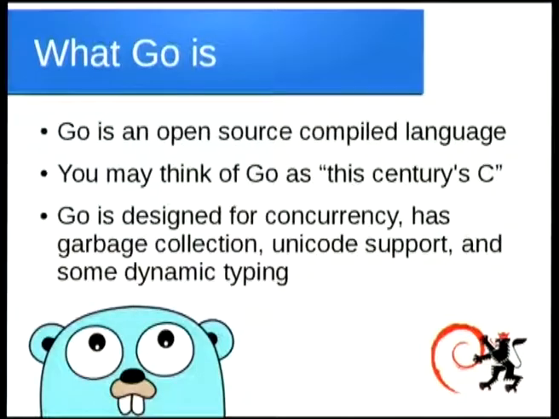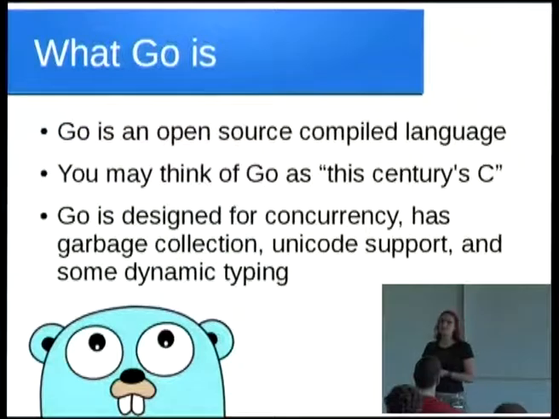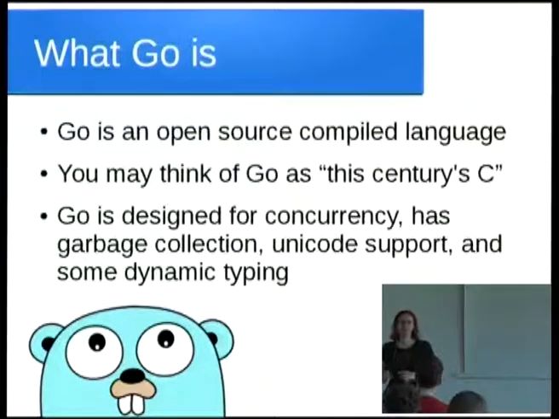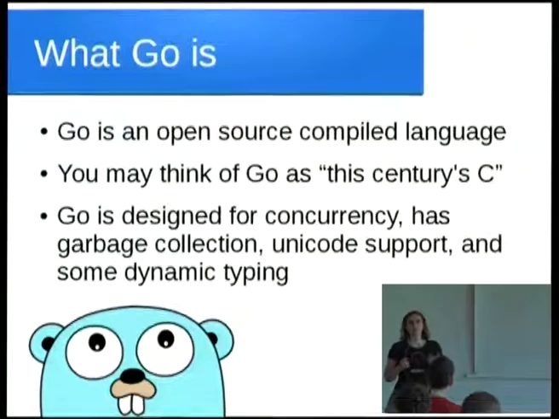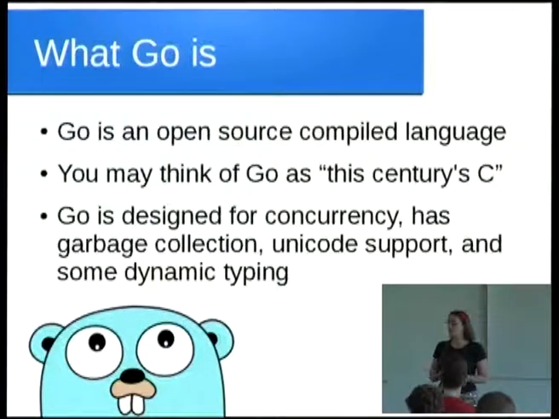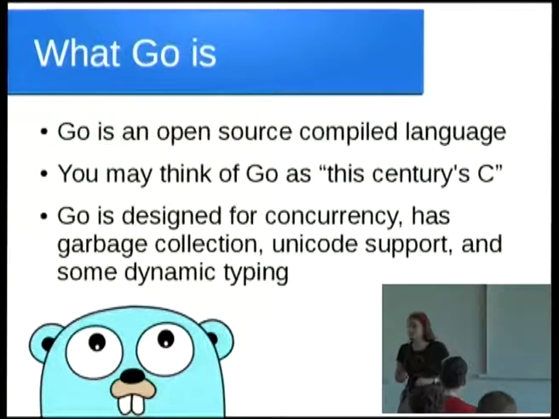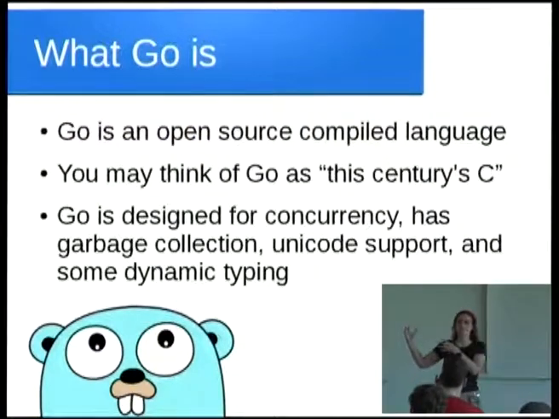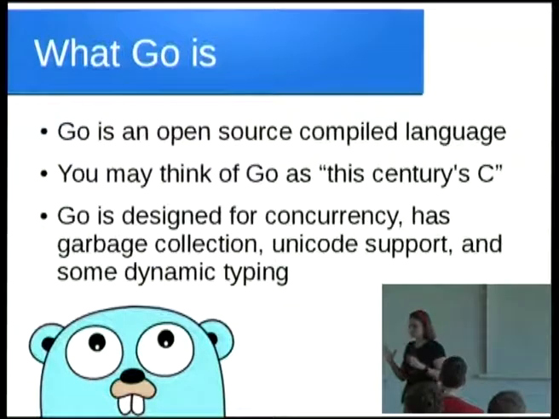So what Go is: it's an open source compiled language. It's this century's C. That's what it's intended to be. It's intended to be the 21st century's C. And it's designed for concurrency. It has garbage collection. It has Unicode support. It has some dynamic typing. So it has all these new things, while at the same time, it tries to keep the philosophy of C.